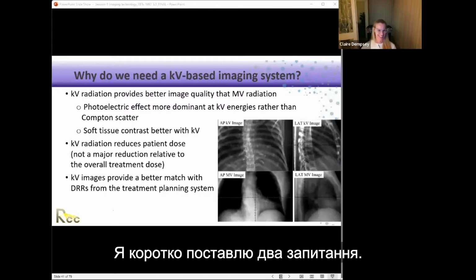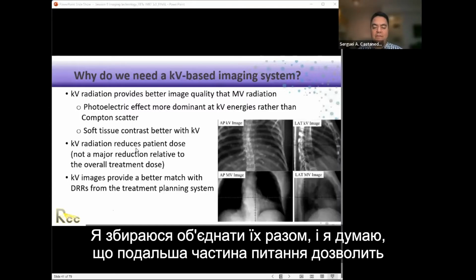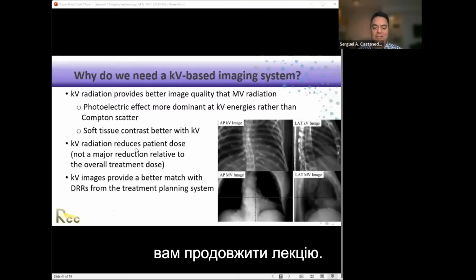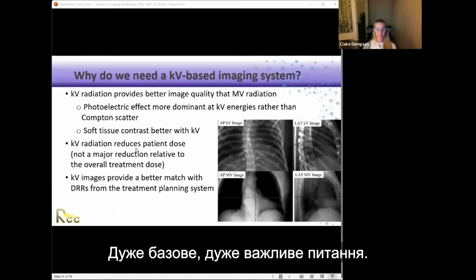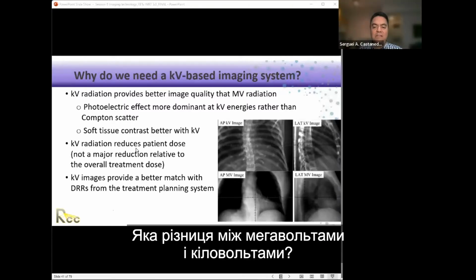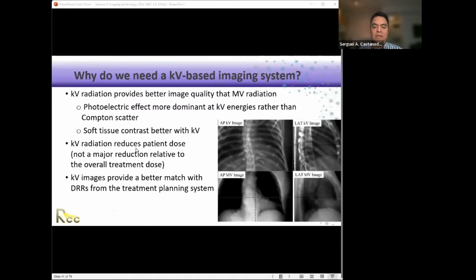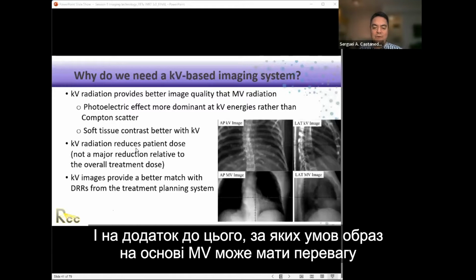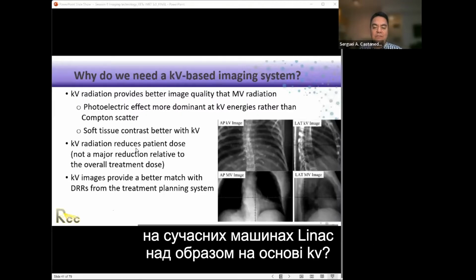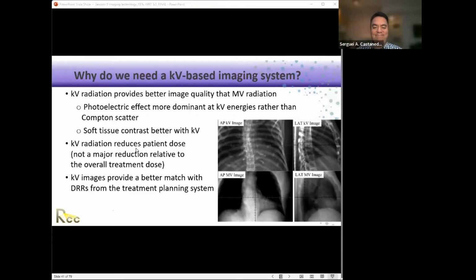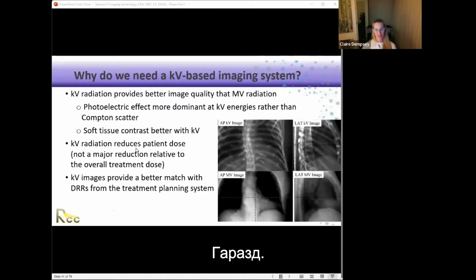Yes. And then I'm going to briefly ask two questions. I'm going to fuse them together, and I think the later part of the question is going to allow you to go on with the lecture. So what is the difference? Very basic, very important question. What is the difference between MV and KV, megavoltage versus kilovoltage? And then joining that with, under what situation can an MV based image be advantageous in modern LINAC machines over KV imaging? Ooh, good questions. Okay.